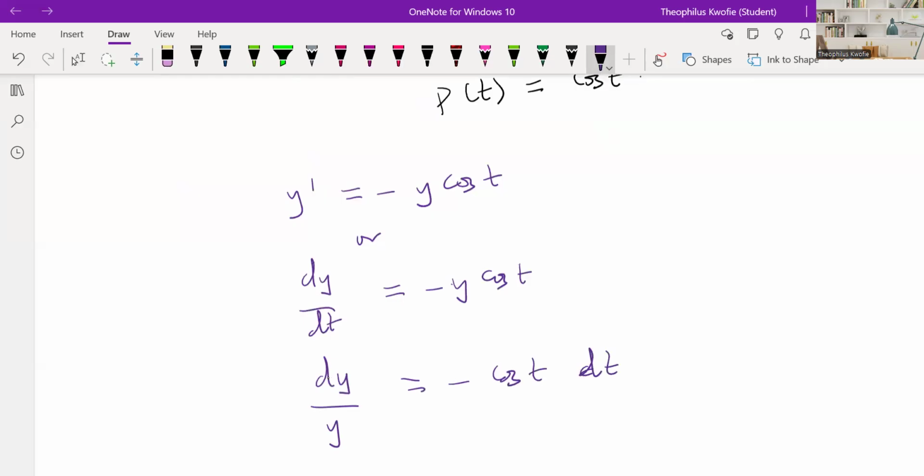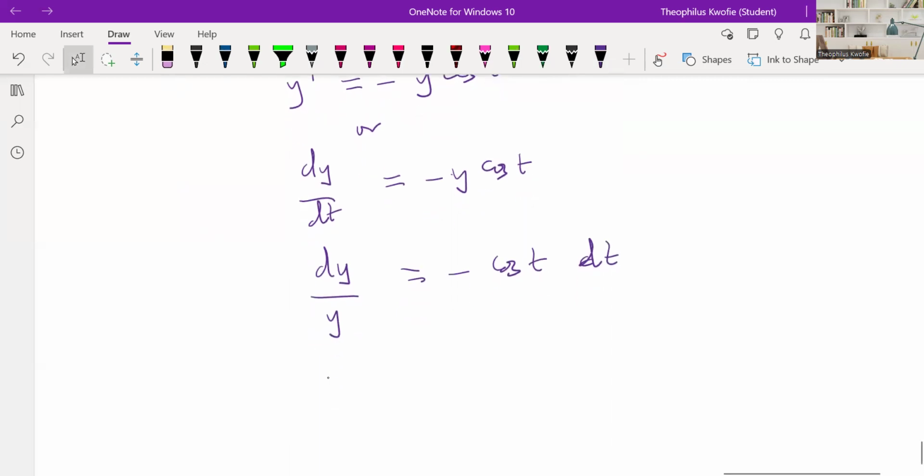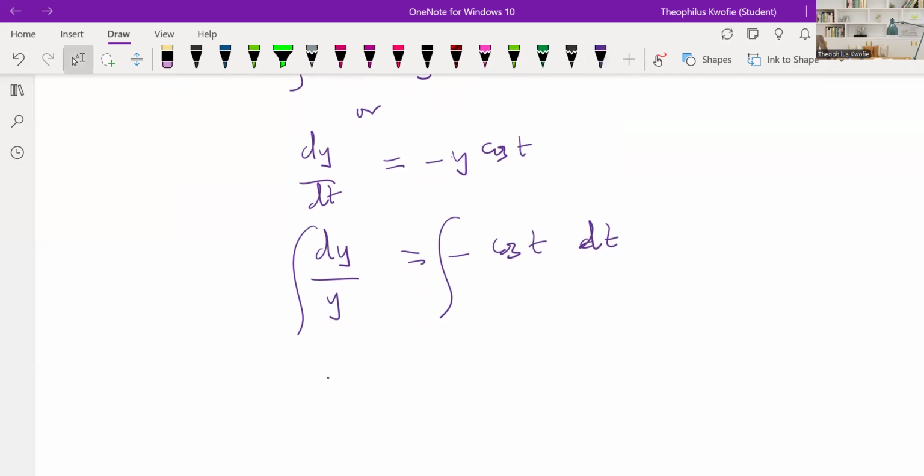Good. Now, what happened is that we can take the integral on both sides, okay? So we take the integral on both sides. And we said that the integral of this is just going to be what? The natural log of y. We can add some absolute value here, equal to. Now, the question is, what function do we differentiate to get cosine? That is sine, okay? So we're going to have minus sine of t.